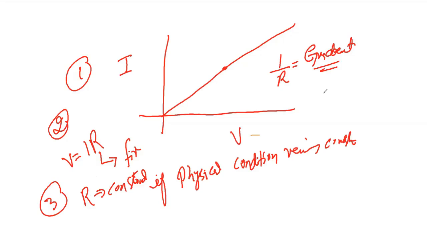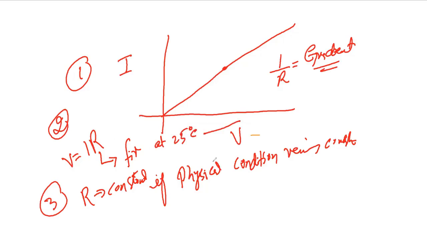If you have only one material, then the value of that resistance will remain constant for that material. But if there is some variation in temperature and pressure, then the resistance of that material will change. So you need to keep both conditions. Like if this resistance is constant at 25 degrees, the temperature will also be given to you, 25 degrees, and the pressure will also be given to you.